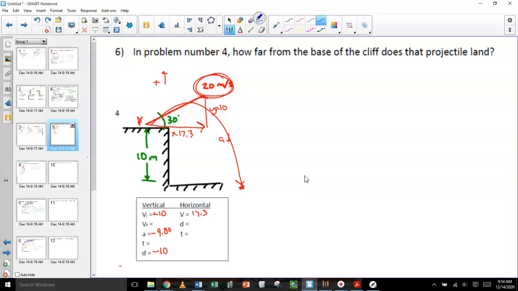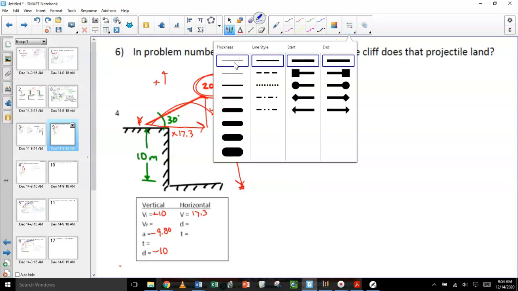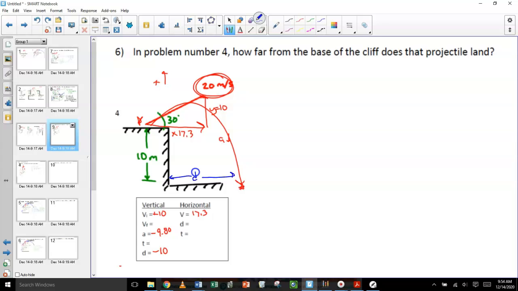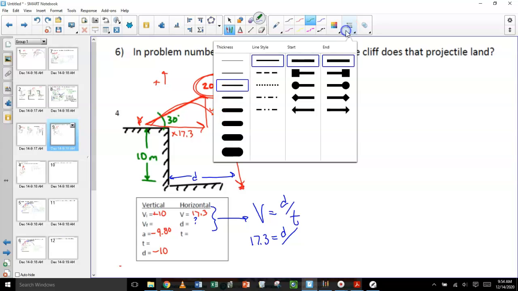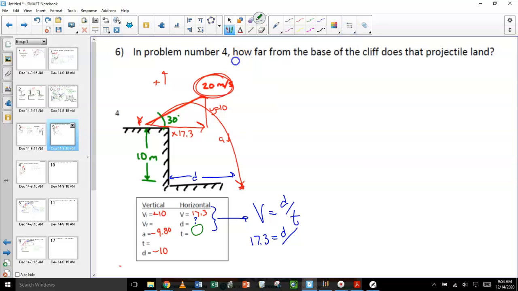We want to know this distance again, and that is the horizontal distance. Again, to find that, you're going to use velocity is equal to distance over time. And we know the velocity. It's not 20 this time, it's 17.3. We are looking for the displacement, so again, we're going to go after the time. We're going to use our vertical pieces to find that time, and then put that time in to solve the problem.